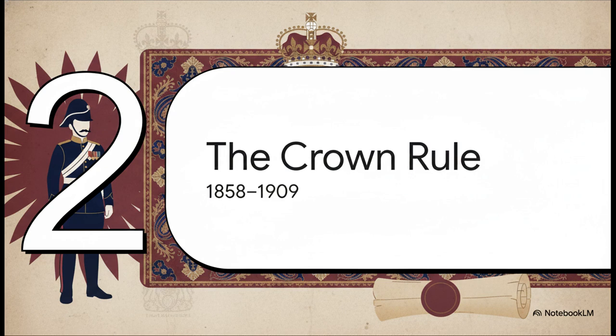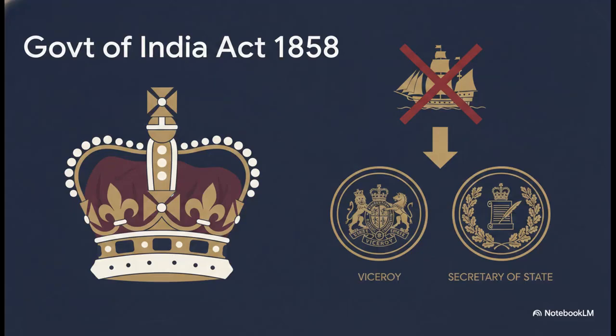Section 2, the Crown assumes control, covering 1858 to 1909. Following the massive 1857 Sepoy Mutiny, the British Crown steps in directly. The Government of India Act of 1858, literally known as the Act for the Good Government of India, completely abolished the East India Company. India was now to be governed directly in the name of Her Majesty.